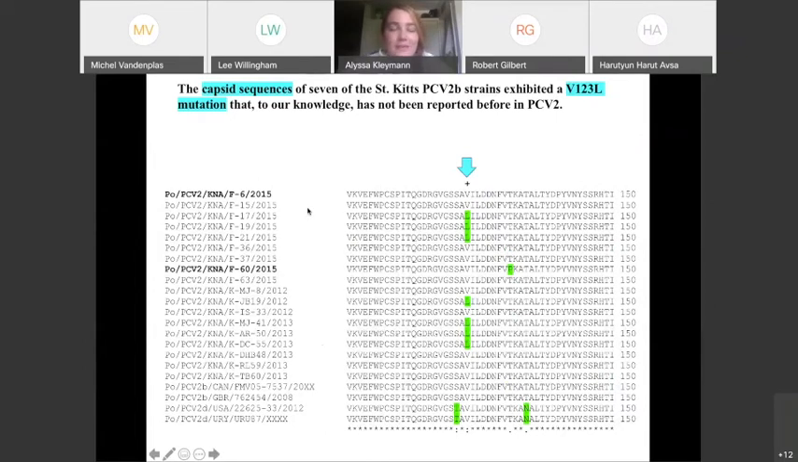Okay, the capsid sequences of 7 of our PCV strains exhibited a mutation in the capsid sequence that, to our knowledge, has not been reported before in PCV2. This is shown here with the blue arrow and the green highlight, and it is a mutation from valine to leucine, 2 amino acids. Now they are both hydrophobic, so this switch may be less likely to induce a change. But since it hasn't been reported before, we still note it here because it's an interesting finding.